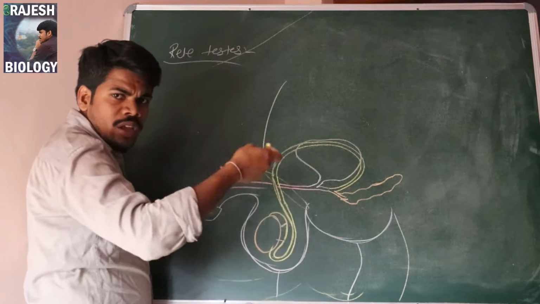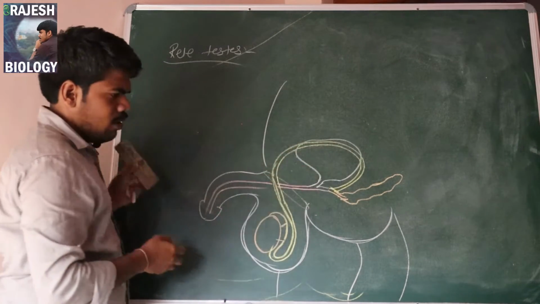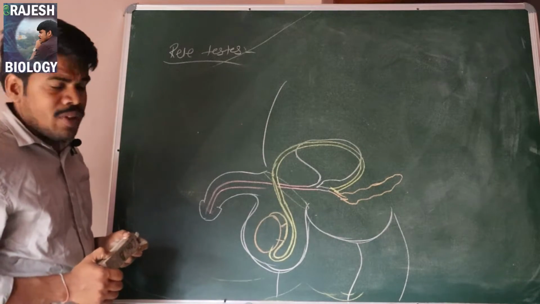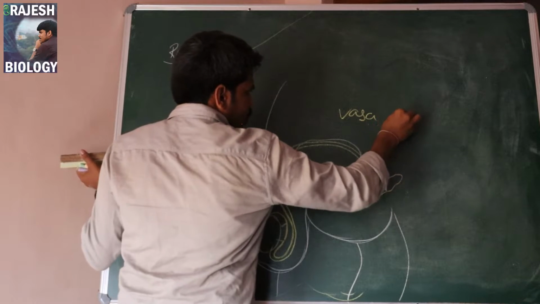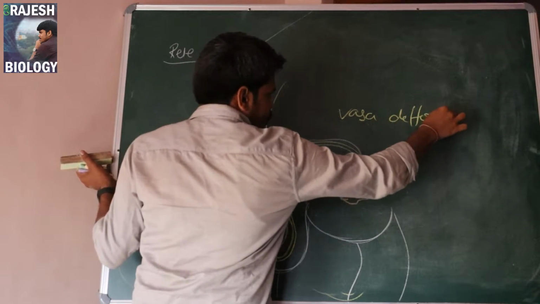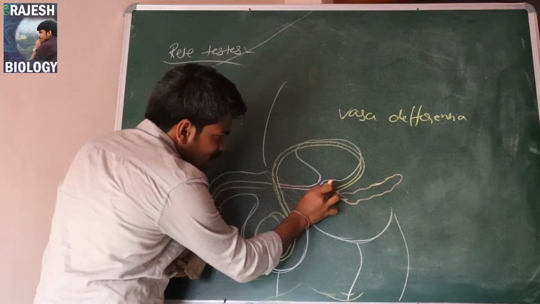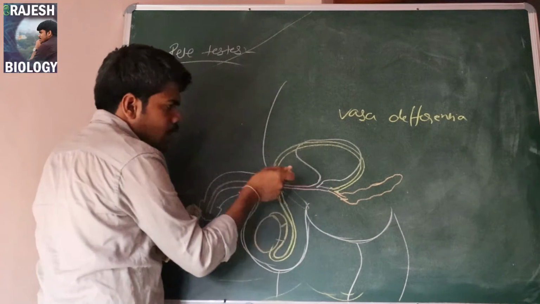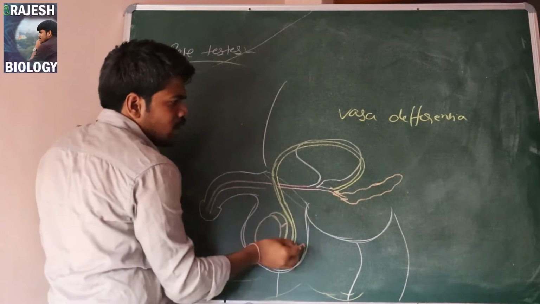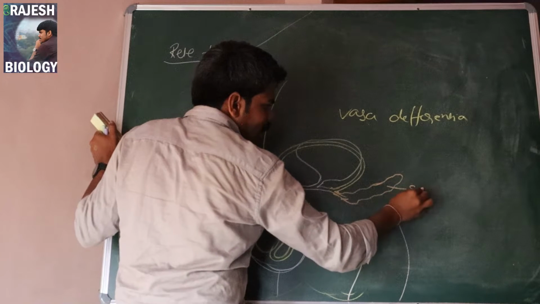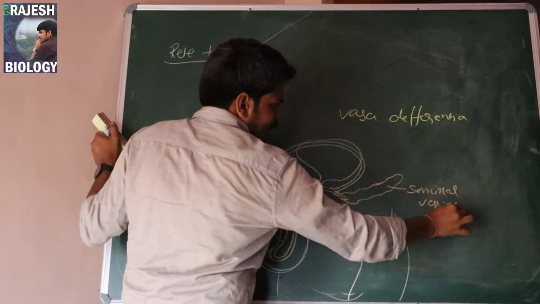It loops over the urinary bladder. And listen, up to here it is the ductus deferens or vasa deferentia. Now, try to understand. This vasa deferentia, before it enters into the urethra, collects a duct from the seminal vesicle.